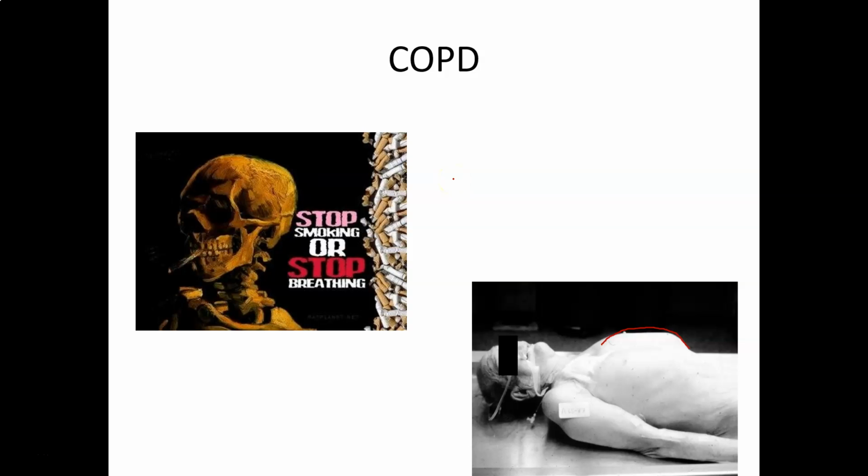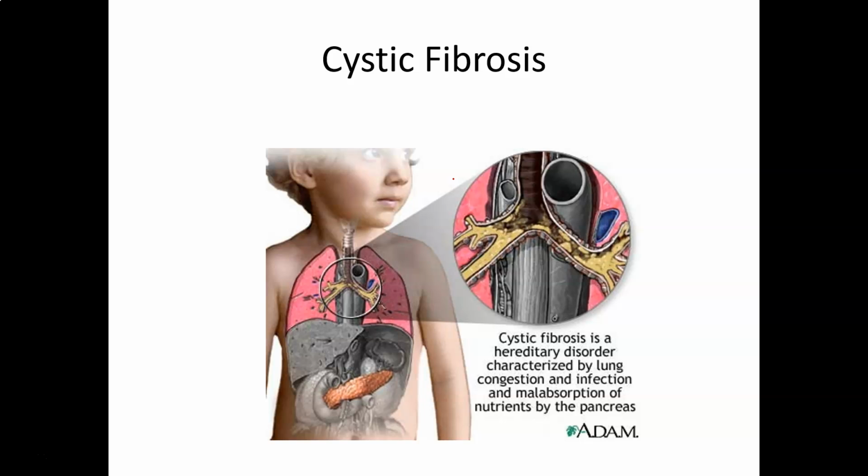COPD is something we can slow down. There's not a cure for it, though. Cystic fibrosis is a recessive genetic condition. Usually what happens is 2 parents who are carriers get married, they have kids, there's a 25% chance they have a kid with cystic fibrosis, and unfortunately that's what happens. Their first kid has cystic fibrosis.